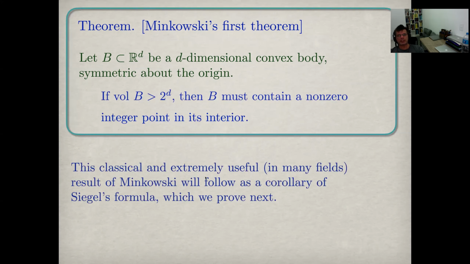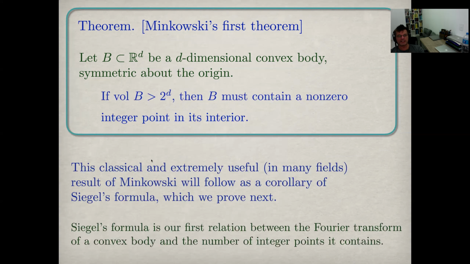And this classical and extremely useful in many fields result of Minkowski will follow as a corollary of Siegel's formula, which we prove next. And by the way, Minkowski did much more than this. This was just his first theorem. He went on to prove incredible consequences of this and generalizations and extensions. And by the way, Einstein was one of his students. And as we mentioned before, I think Minkowski was fond of saying that Einstein slept in his classes.